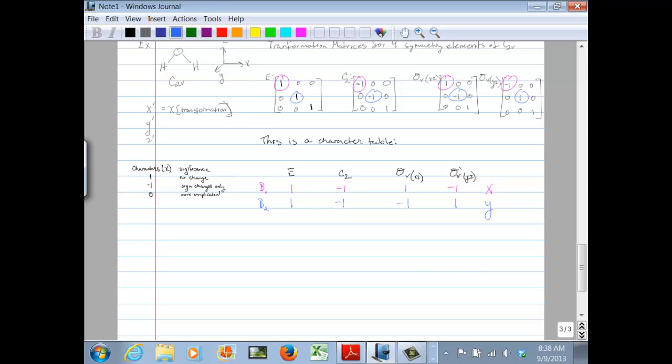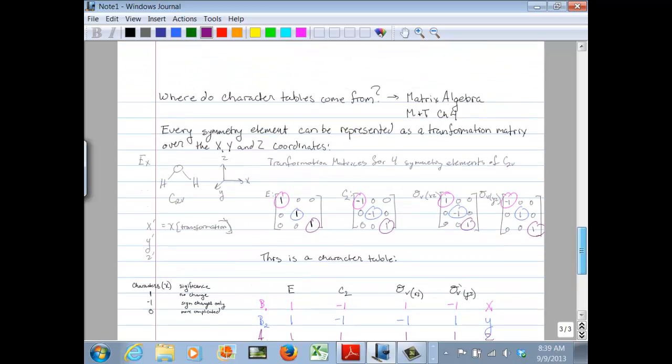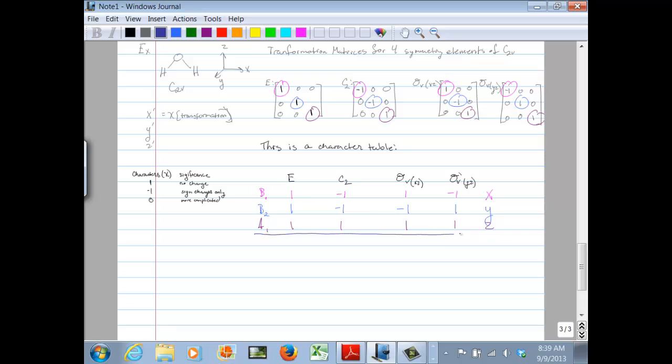Okay, and then let's look at Z. Now, we defined the Z-axis as the one that was the principal axis, right? 1, 1, 1, 1. And I imagine that that's A1 symmetry because it's one-dimensional and it's symmetric with respect to that principal axis because of the way I defined it. So if you define your axes with the Z as the principal axis, you will always have Z transforming as A1. So if you added these up, this would be 3, negative 1, 1, 1.